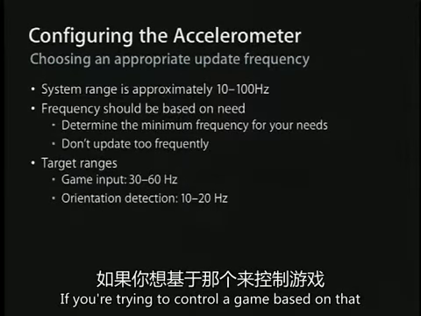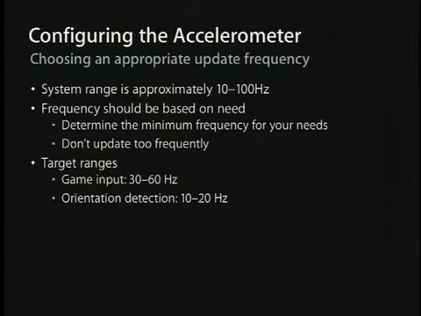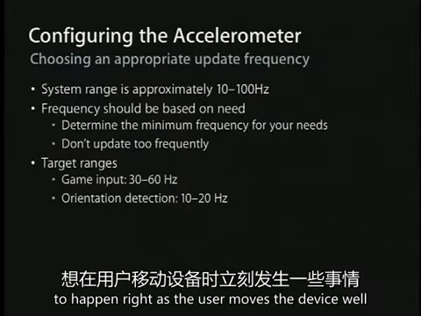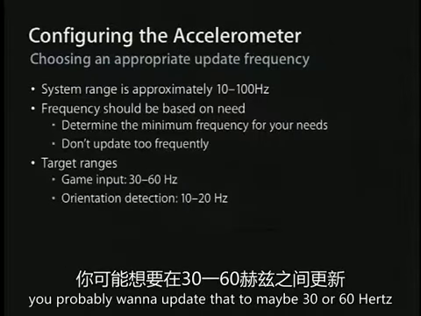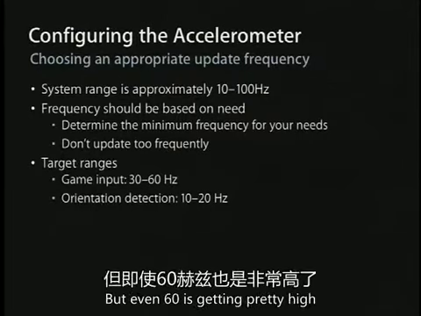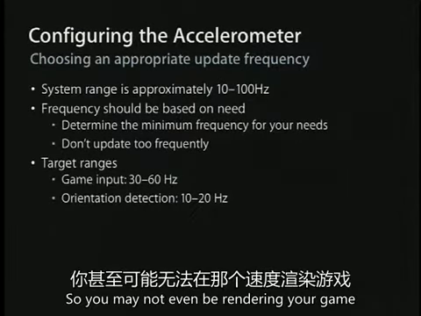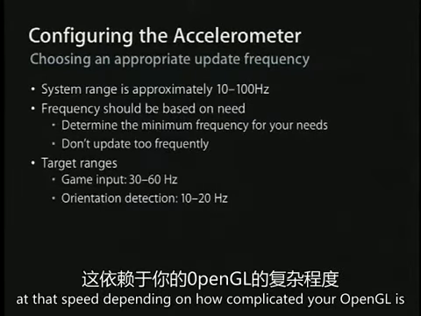If you're trying to control a game based on that, and you really want direct feedback and something to happen right as the user moves the device, you probably want to up that to maybe 30 or 60 hertz to get more frequent input. But even 60 is getting pretty high. That's the frame rate of the device. So you may not even be rendering your game at that speed, depending on how complicated your OpenGL is.